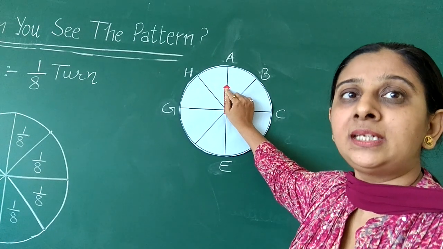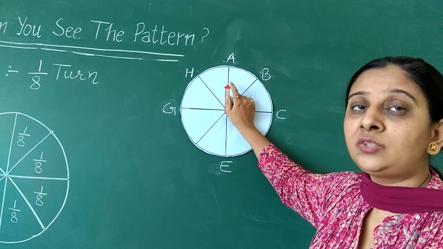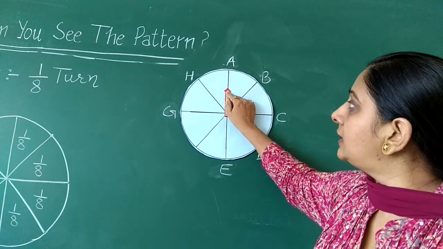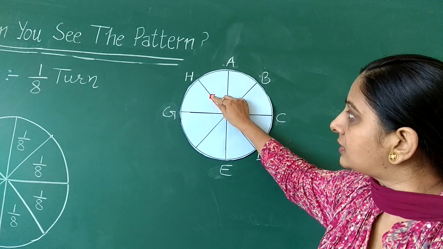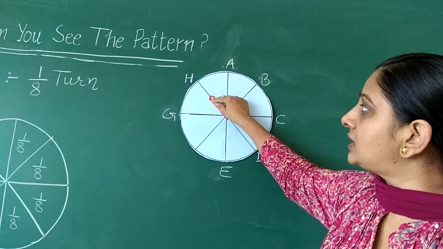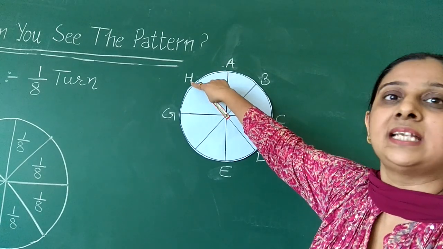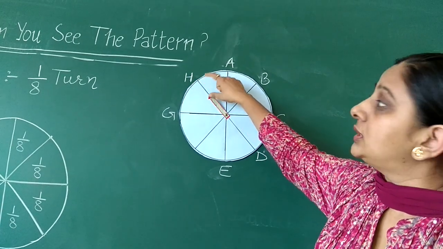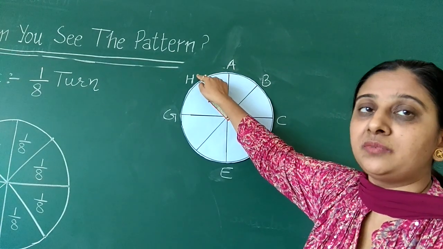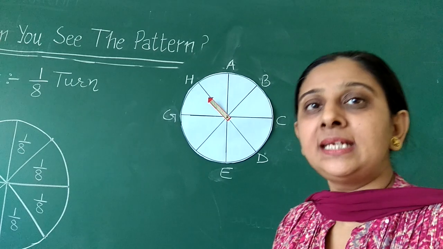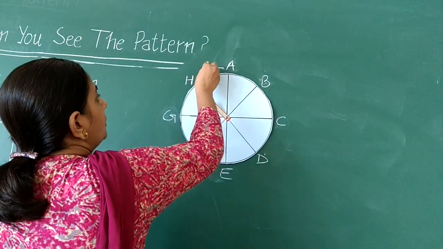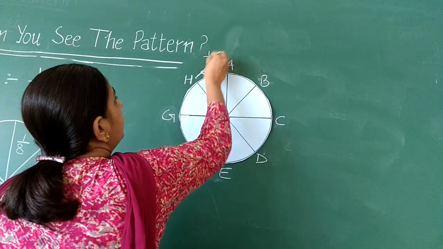After taking 1/8 turn in anti-clockwise direction, it will be pointing towards which letter? First, it will start from here and it will cover 1/8 part of the circle. And after taking 1/8 turn in anti-clockwise direction, it will be pointing towards letter H. So the changing position of this pointer from letter A to letter H, we will call it 1/8 turn in anti-clockwise direction.